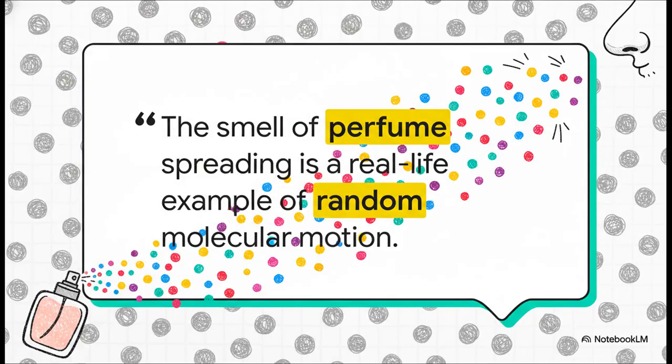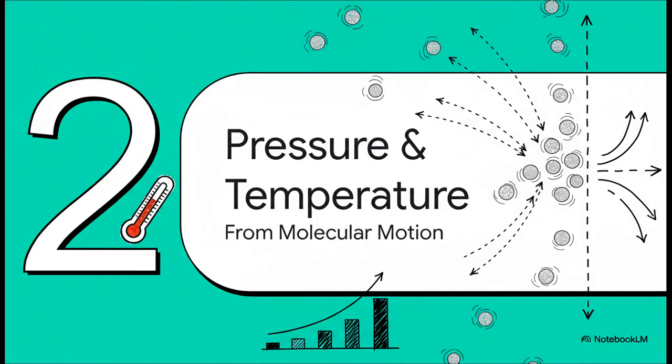Okay, here's a perfect real-world example you've definitely experienced. You spray some perfume in one corner of a room, right? And a little while later, you can smell it all the way across the room. That's not magic. It's literally just the perfume molecules randomly bouncing and colliding their way through the air until they've spread out everywhere.